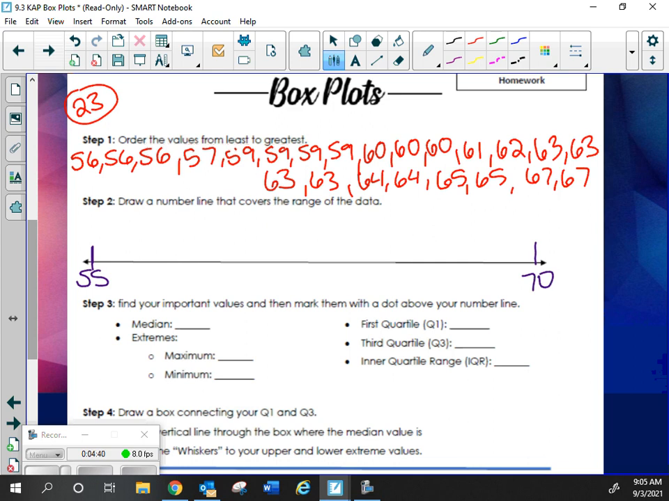So that's 55, 60, 65. Oh, I can probably start that out even more. That's going to be 60, 65, 70. And then I'm going to put my tick marks. Okay, so take a minute. Pause at home if you need to.